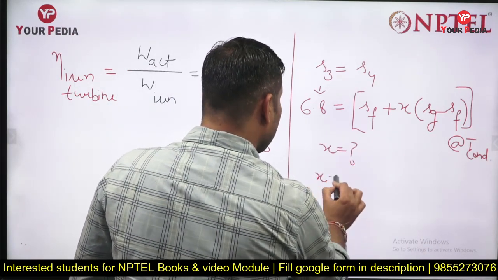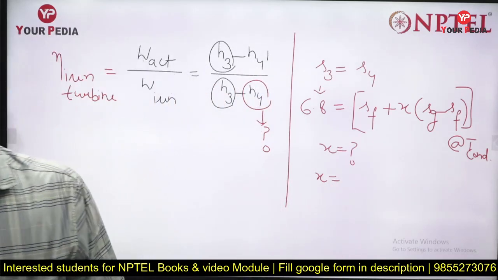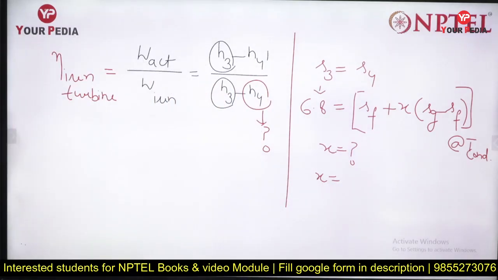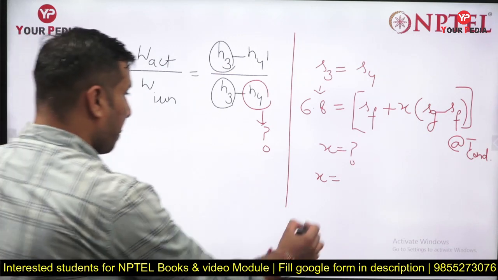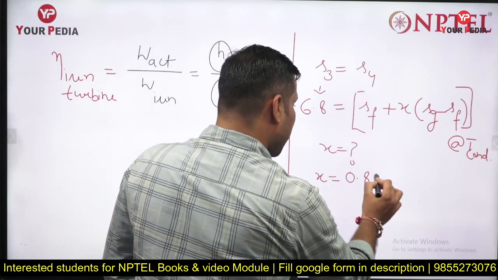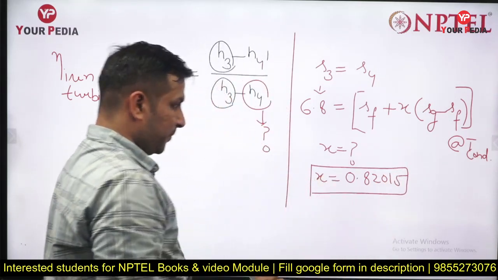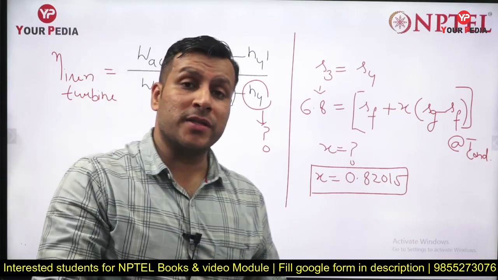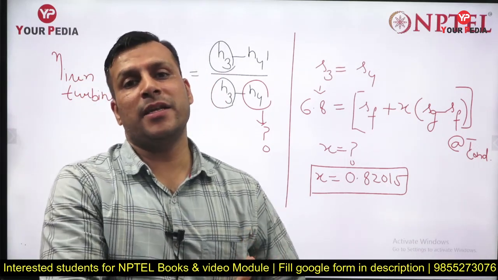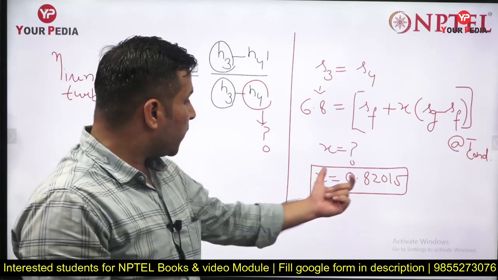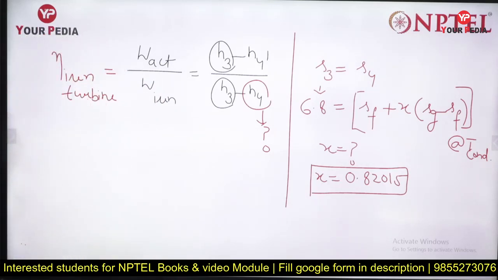So you can check your answer. I'm just mentioning here the dryness fraction which you are going to get. If you solve this, it will come out 0.82015. So 82% is the quality. 82% is vapor, and the remaining is liquid. Okay. So the quality of the steam is 82%, and 0.82015 is the dryness fraction.